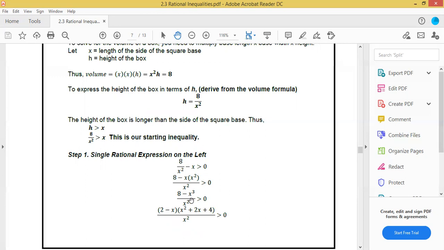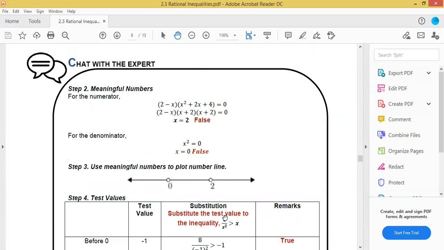Then we factor out 8 minus x cubed. Based on your factoring lesson in grade 8, it will tell you that this is equivalent to quantity 2 minus x times x squared plus 2x plus 4 over x squared, and it's greater than 0. Let's go to step 2, meaningful numbers. We equate our numerator to 0. So we will have x is equal to 2.